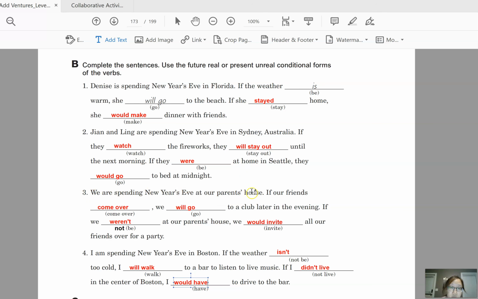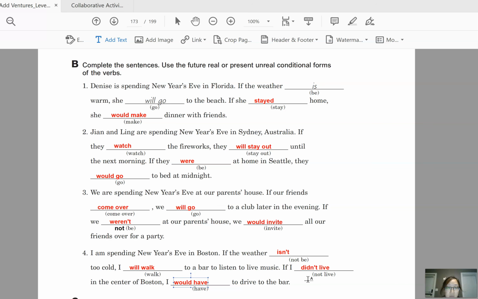Number 3, what will you, and this is you plural, what will you do if your friends come over? And then what would you do if you weren't at your parents' house? If you weren't at your parents' house, what would you do? And then number 4, what will you do if the weather isn't too cold? And what would you do if you didn't live in the center of Boston? Or you could also say, what would you have to do if you didn't live in the center of Boston?